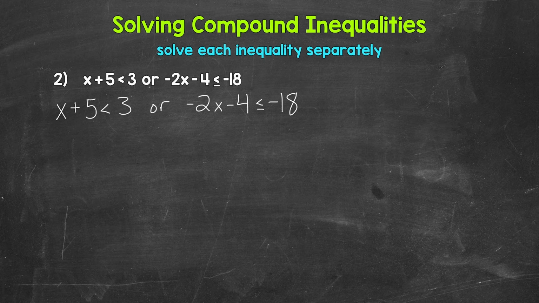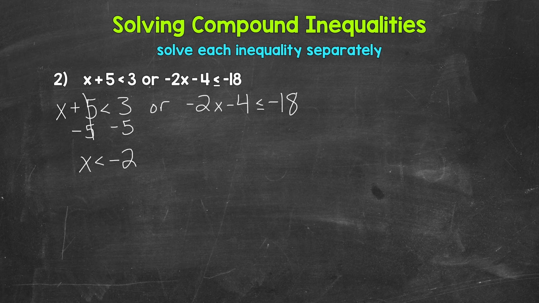Let's start with x plus 5 is less than 3. So we need to isolate x here and undo that addition. The inverse operation of addition is subtraction. So we need to subtract 5 from the left side. That means we need to subtract 5 from the right side as well. The 5's on the left cancel each other out. X is now isolated, so we have x is less than, and then on the right side, 3 minus 5 gives us negative 2. So we have x is less than negative 2.